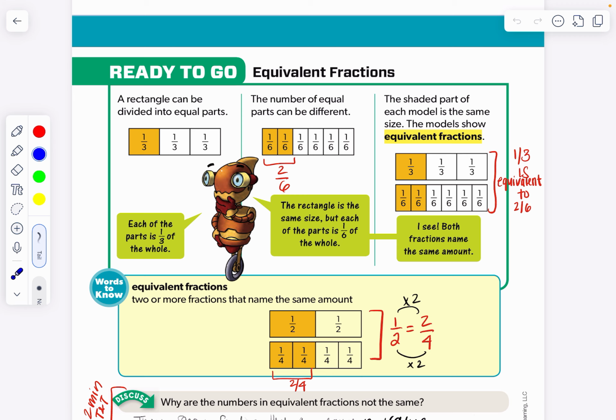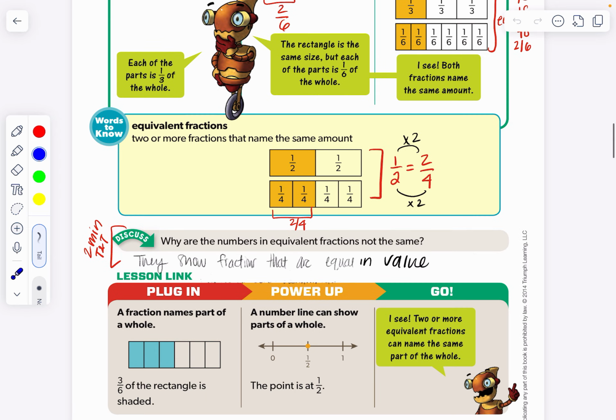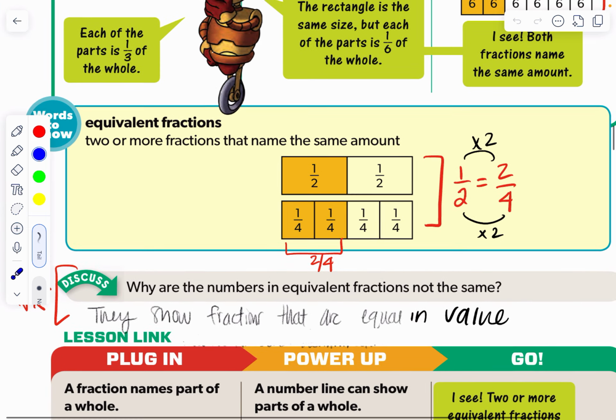When we align both of these models right here, we see that 1/3 is actually equivalent to 2/6 because both fraction strips have the same amount. Here is another example of that. We have 1/2 and then we have 2/4. When we line up our fraction strips, they both have the same amount.